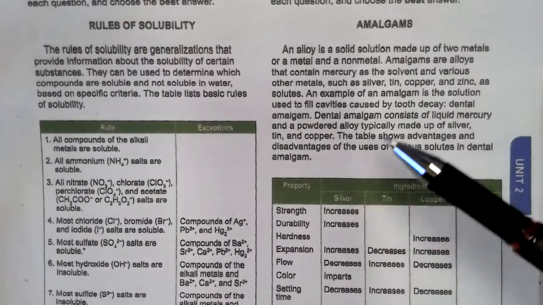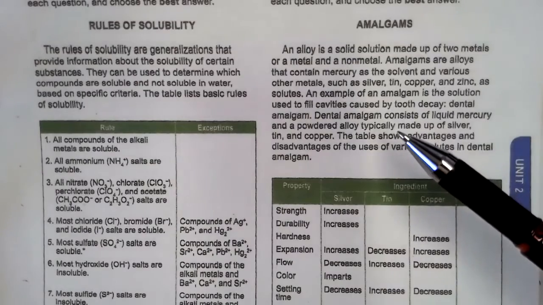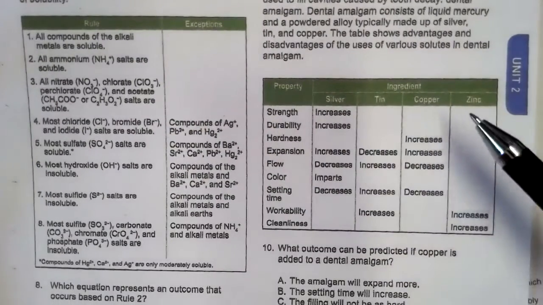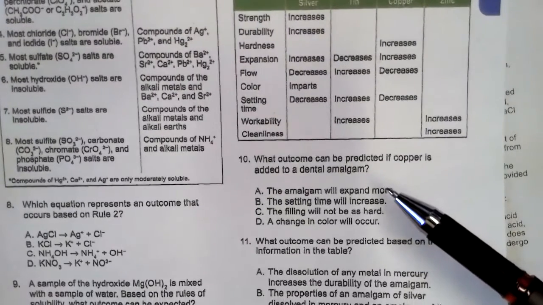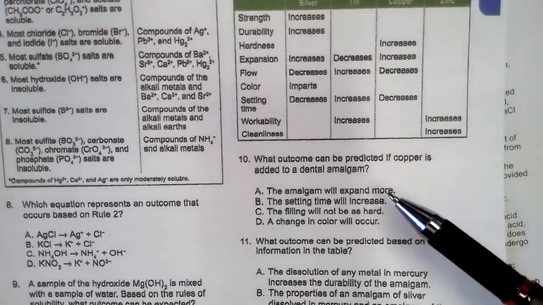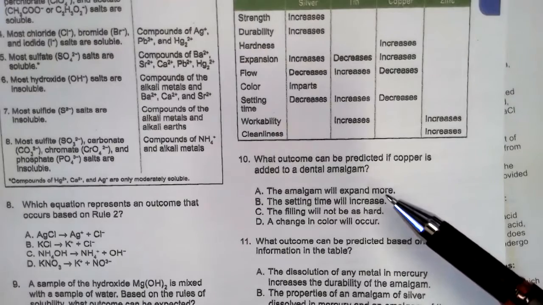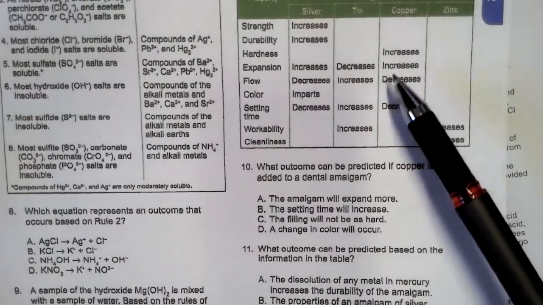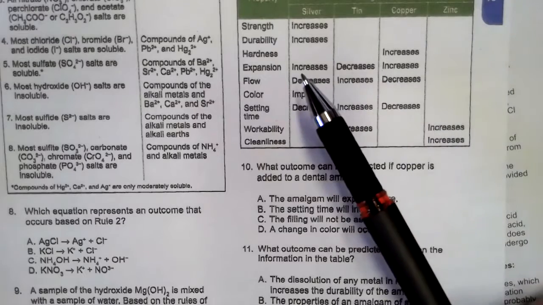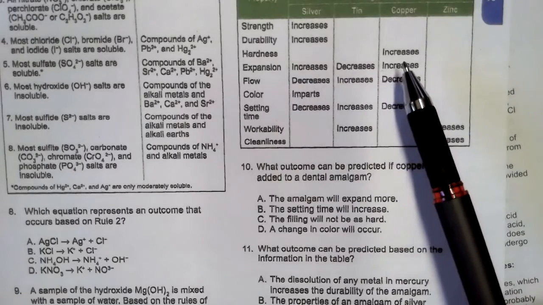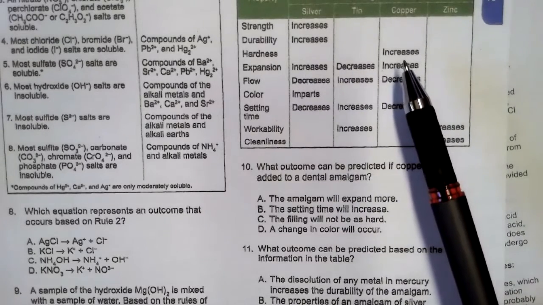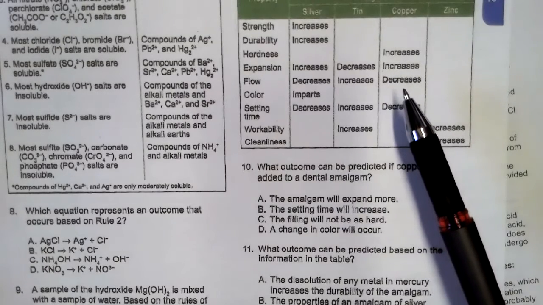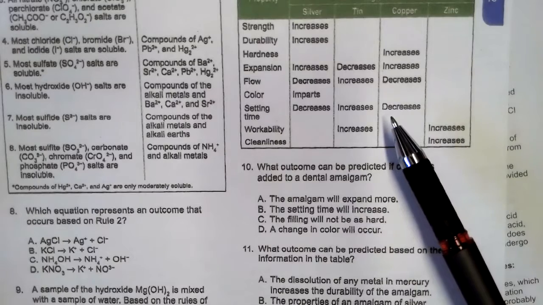All right, let's come over here. Amalgams. Try not to read. You can always come back to read. And here we've got properties, ingredients, all right? What outcome can be predicted if copper is added to a dental amalgam? So we're gonna look for copper right here. What happens? If we add copper, the hardness increases, expansion increases, flow decreases, and setting time decreases.